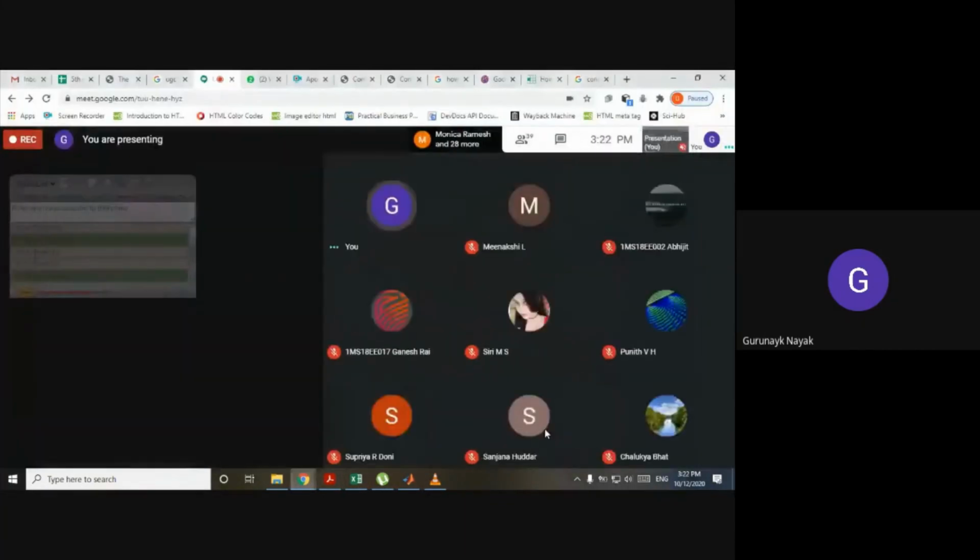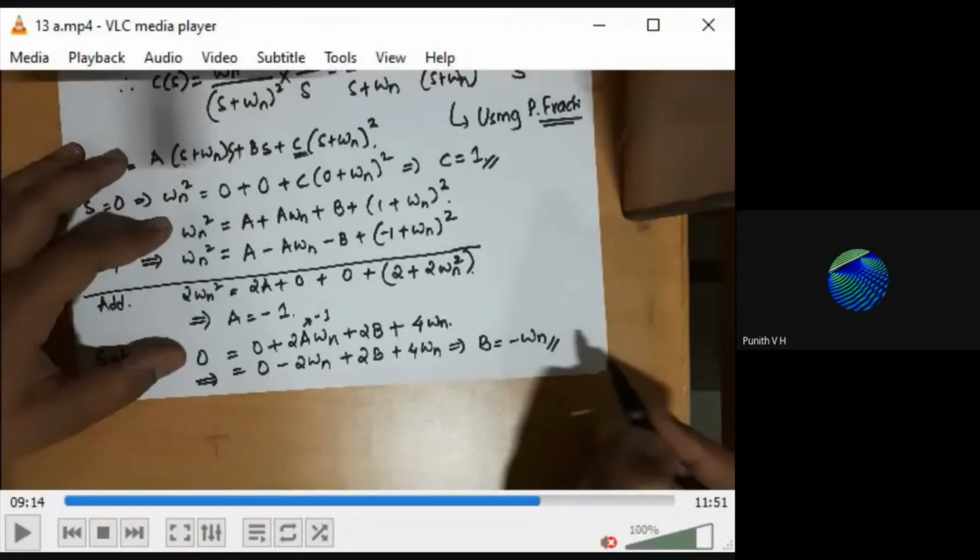Should I wait for 2-3 minutes? Puneet VH, are you following? Yes, sir, fine, sir, following. Are you able to calculate the constants A, B, C? Any difficulty? No, sir. Okay, let me cross verify with two more. Nadeem, yes, sir, following. Mohit Gowda, yes, sir, following. Okay, then I hope everyone is following.